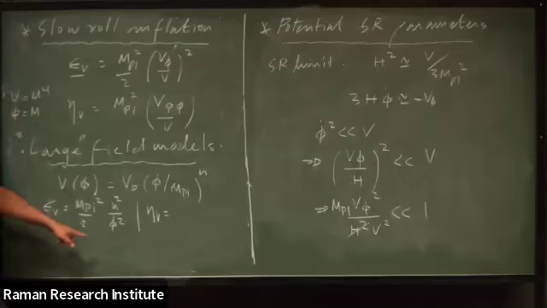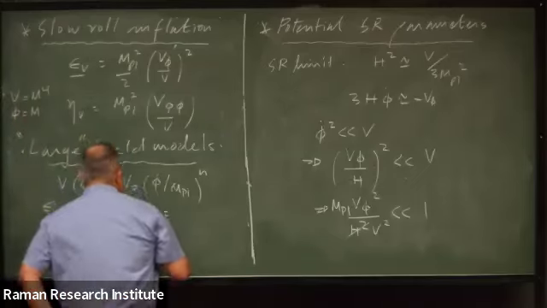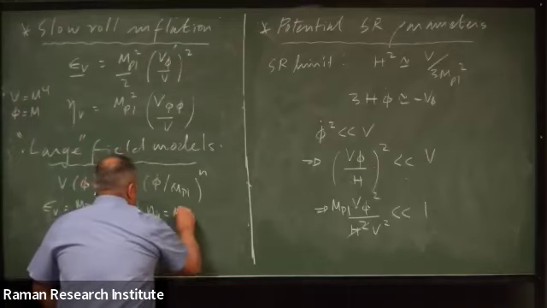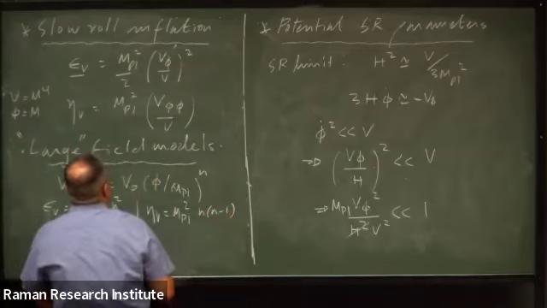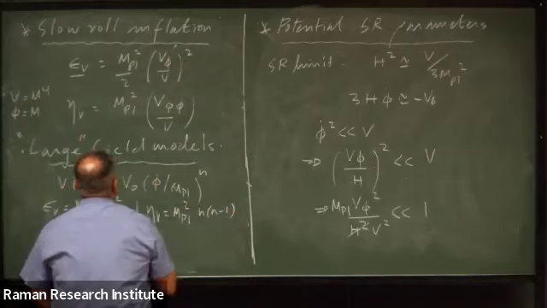Now what is eta V? You should help me calculate. It is MPL squared n into n minus 1 over phi squared. Is that correct? Right?